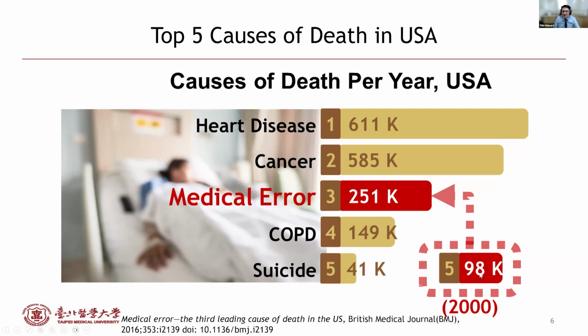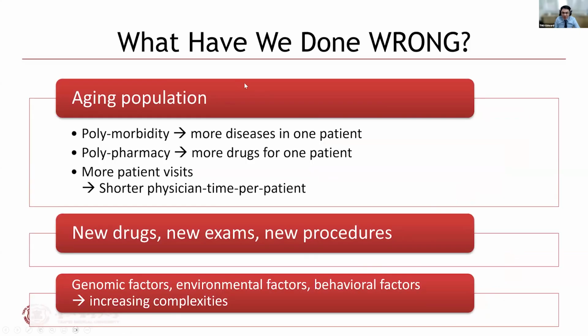So what's wrong? After several years, we work harder and we create new drugs, but medical error induced patient deaths increase. So what have we done wrong? Actually, the most important factor is the aging population. You know, the aging population means the age is more than 65 years old.